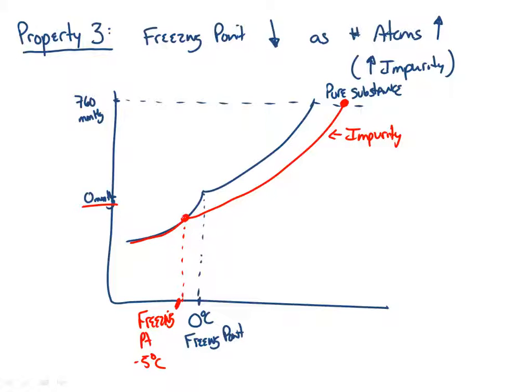How much? The freezing point depression is generally larger than the boiling point elevation. And we're going to show mathematically what that means in a minute. So don't worry about that. We're going to come to some mathematics in a minute.